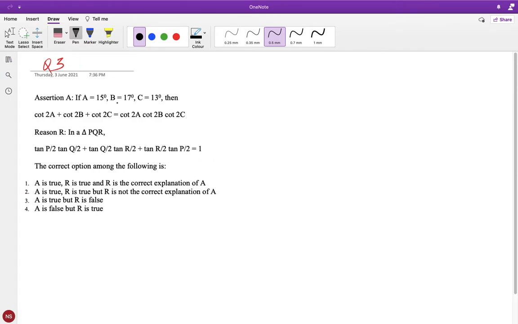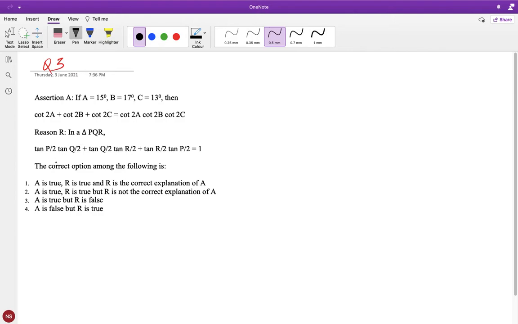If A is 15 degrees, B is 17 degrees, C is 13 degrees, then can you say cot 2A plus cot 2B plus cot 2C is equal to cot 2A, cot 2B, cot 2C. Reason given is in a triangle PQR, tan(P/2)tan(Q/2) plus tan(Q/2)tan(R/2) plus tan(R/2)tan(P/2) is 1.